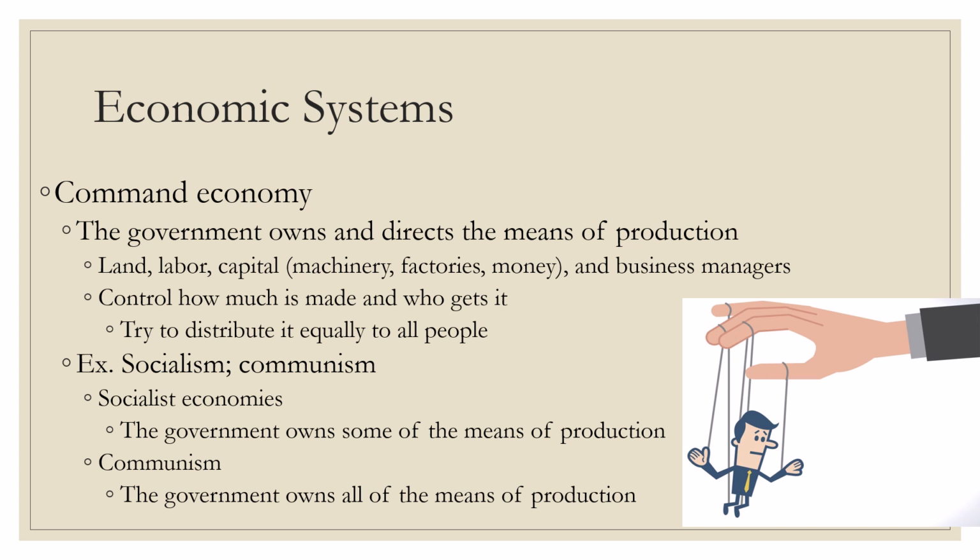And then a command economy. This is where the government has complete control over everything. So they are going to own and direct something called the means of production. So the means of production are just the way that we are producing or making things. So this is going to involve land, labor, capital. Capital is made up of money, factories, machinery, and then you have business managers. But the government gets to decide everything. They get to decide what is being made and who gets what's being made and how much they're making.